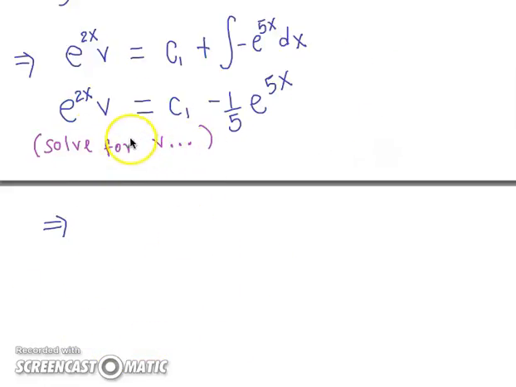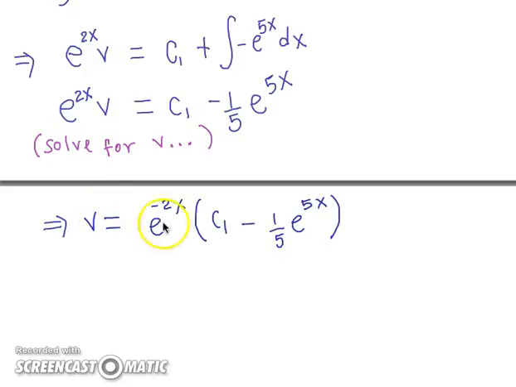To solve for v, we can multiply by e to the minus 2x, or divide by e to the 2x. We can divide by that term on both sides of the equation, or multiply by e to the minus 2x on both sides. That gives us v equal to this expression. This is almost finished. The only thing we have to do is take care of that constant of integration c1.